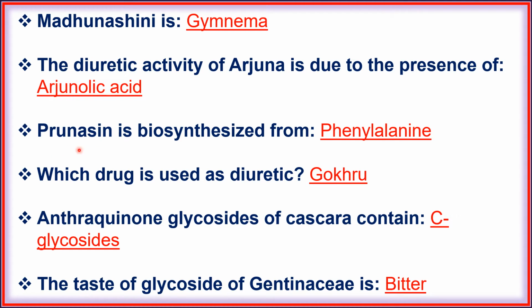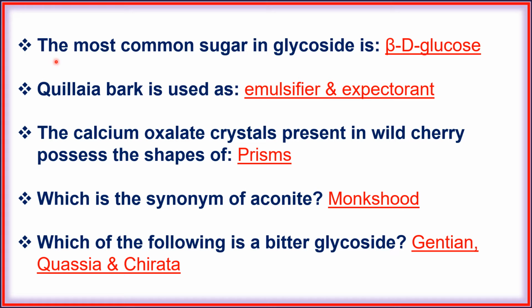Next, prunasin is biosynthesized from phenylalanine. Next, which drug is used as diuretic? That is Gokhru. Next, anthraquinone glycoside of cascara contains C-glycosides. Next, the taste of glycoside of Gentianaceae family is bitter. Next, the most common sugar in glycoside is beta-D-glucose.